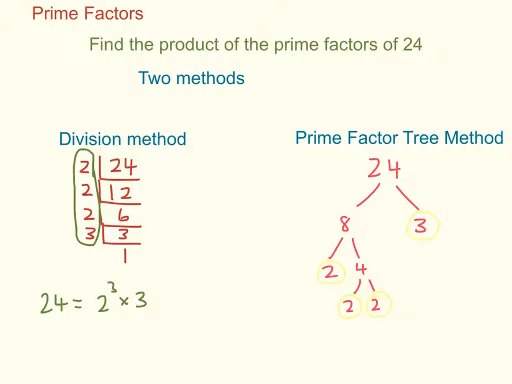So look, as you can see, those numbers circled in yellow, again, are the prime factors of 24. It gives us the same answer, 2 to the power 3 multiplied by 3. We can use prime factors to work out highest common factors and lowest common multiples of two numbers as well, which we look at next.